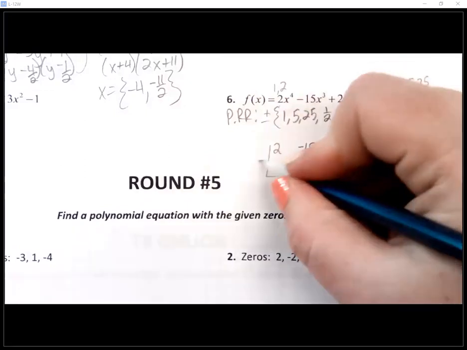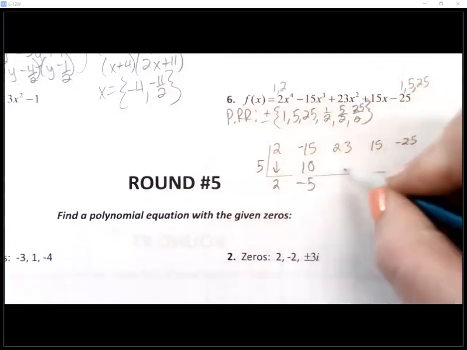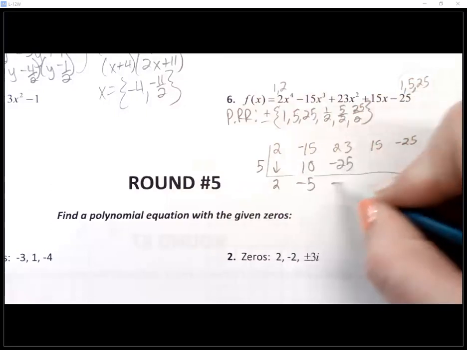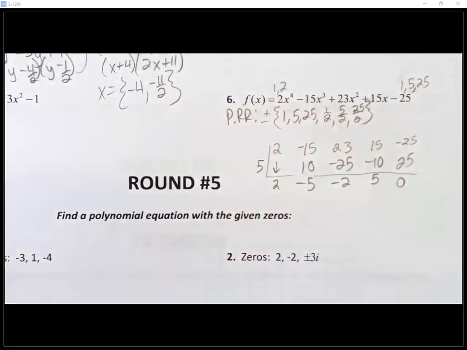All right, so we got 10, -5, -25, -2, -10, 5, 25. There we go. Oh, yes. And what's left is factorable. Hooray. How do I know? Because look, I have a 2 and a 5 and a 2 and a 5. They're just sign-swapped. But anyway, that's my remainder.